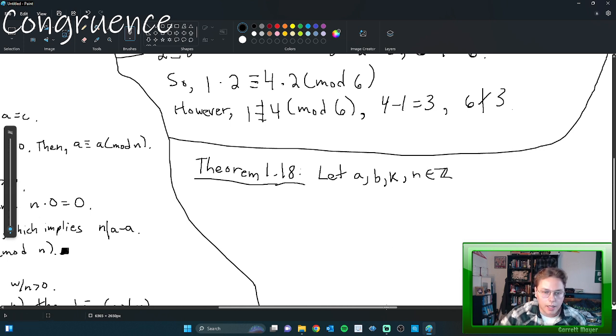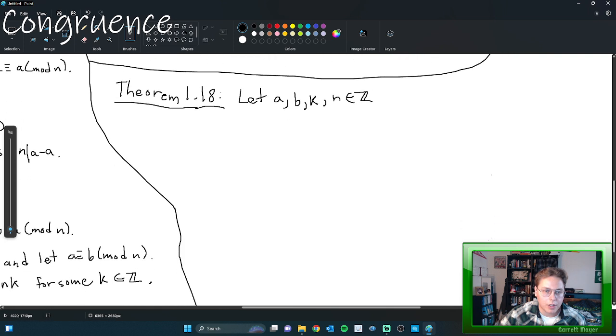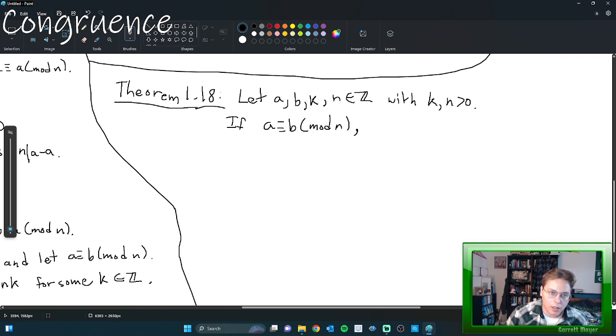We're going to let A, B, and N all be integers with K, N greater than 0. And our statement is going to be if A is equivalent to B mod, or congruent to B mod N, then A to the K is congruent to B to the K mod N.